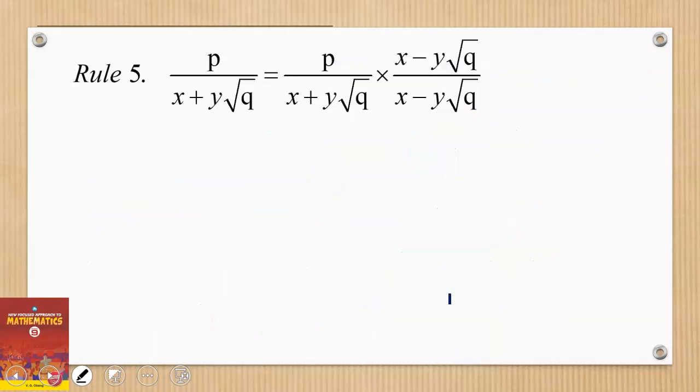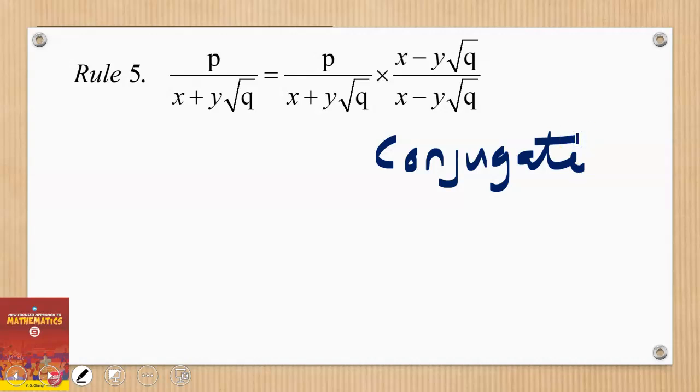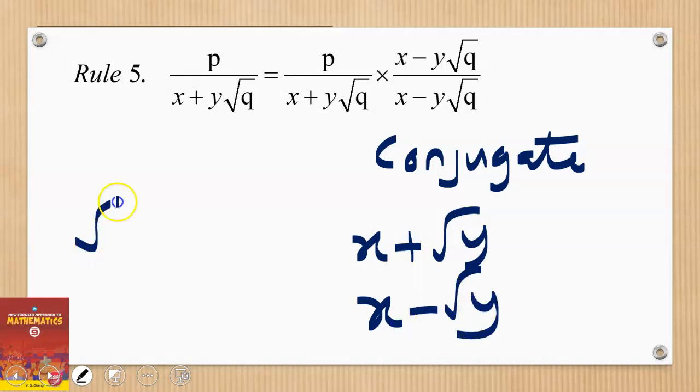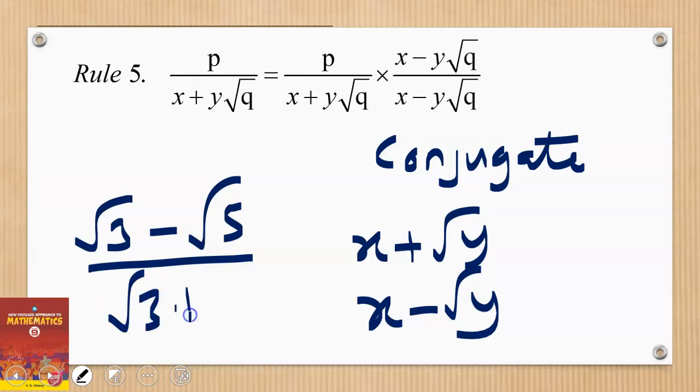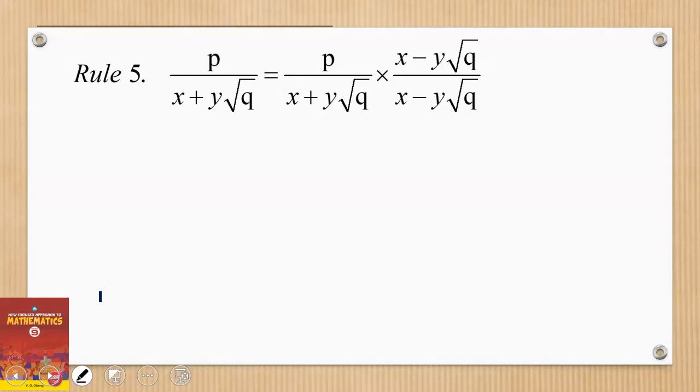Now the last rule is also about rationalization, but here we want to apply a principle called the conjugate surd. You do this when you go to senior high school. But the conjugate surd simply means if I have x plus root of y, its conjugate becomes x minus root of y. If I have square root of 3 minus root of 5, the conjugate of this expression becomes root of 3 plus root of 5. That is what it means. So we use that conjugate to rationalize denominators of this sort. And so if I have p over this, I can maintain p over this and multiply both the numerator and denominator by the same conjugate, which is x minus y root q over x minus y root q.